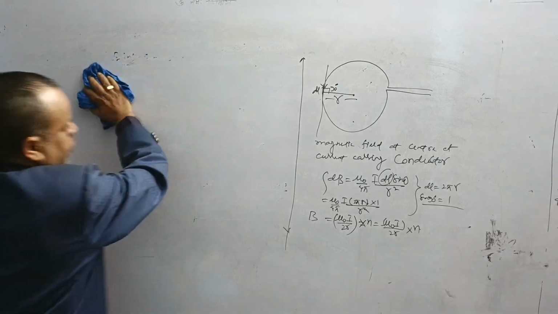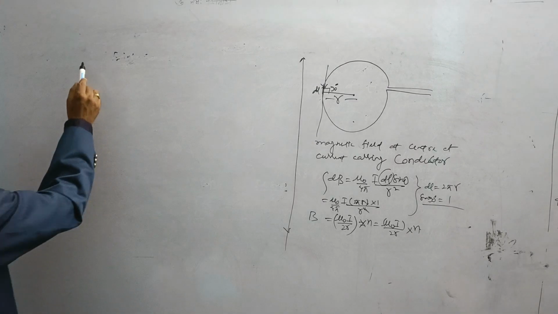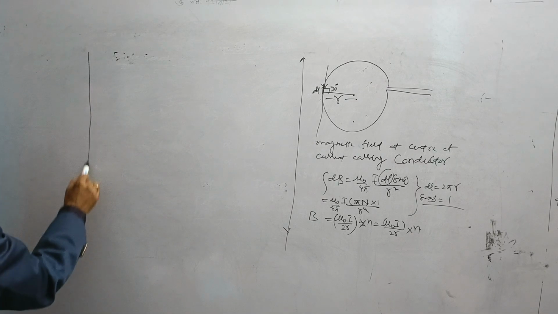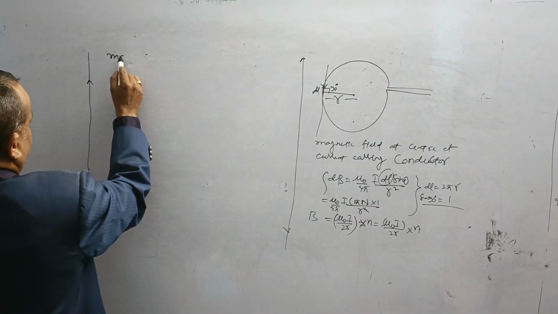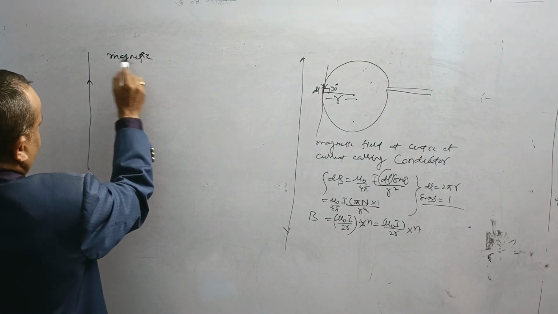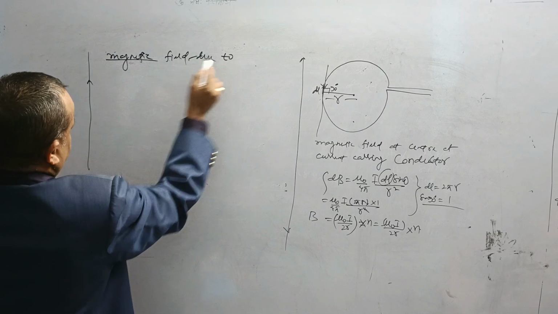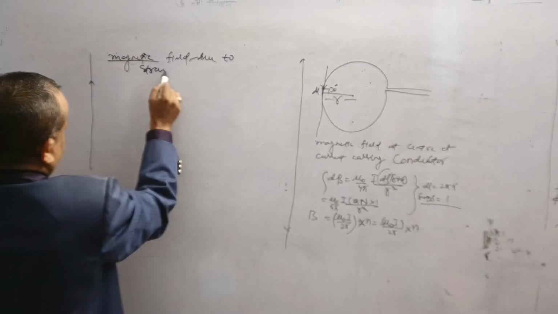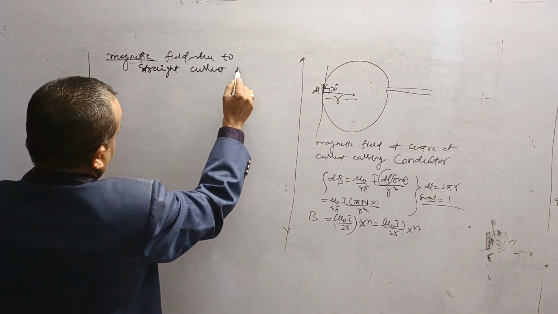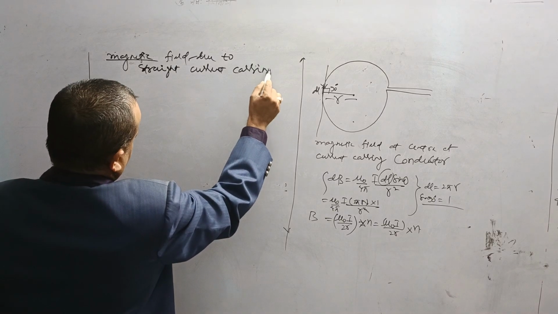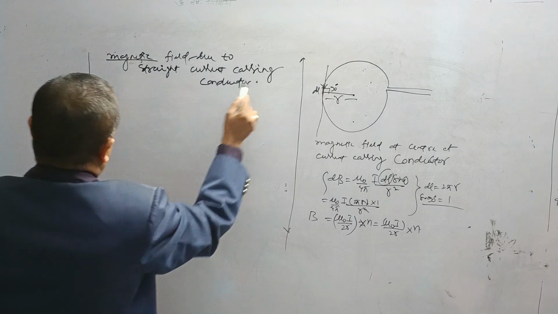Then we move on to the magnetic field due to a straight current carrying conductor. This is a very important formula. Magnetic field due to a straight current carrying conductor.